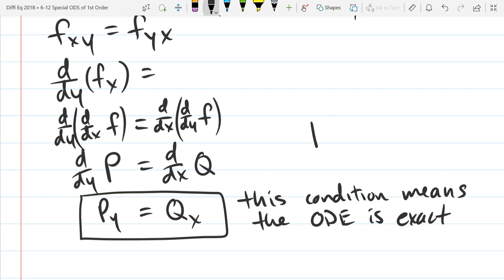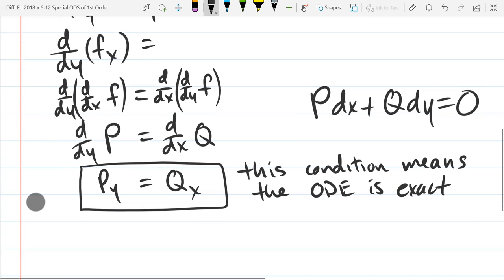And I'll just rewrite that ODE without the of x, y part. So we got p dx plus q dy equals 0. And it's going to be exact if this condition I wrote down is satisfied.